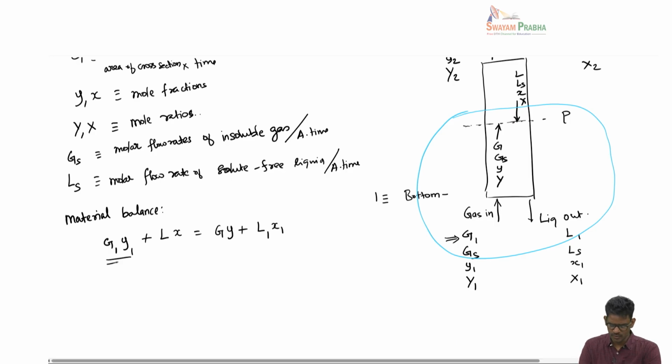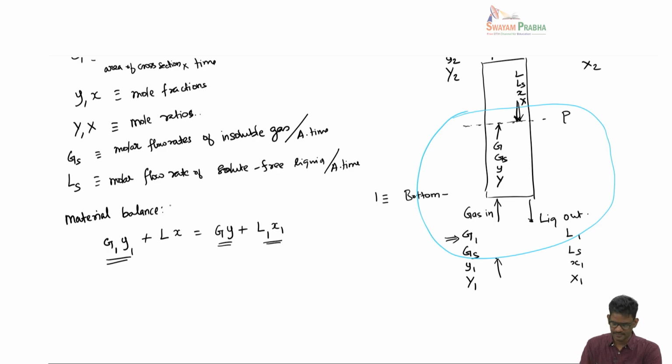So this G1 y1 is the amount of solute that is entering in the gas, and L times x is the solute that is entering in the liquid phase from the other side. There are two streams entering this envelope, and there are two streams that are leaving, these two. So that's a simple solute molar balance.